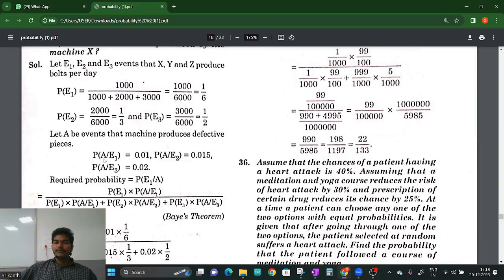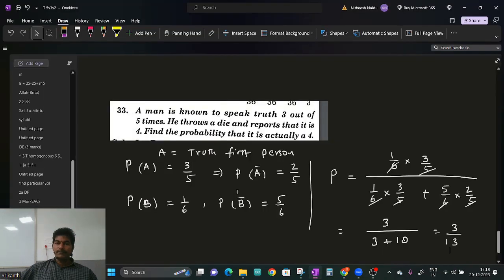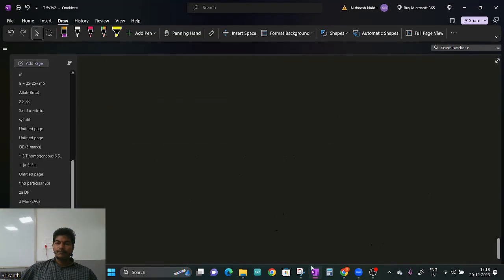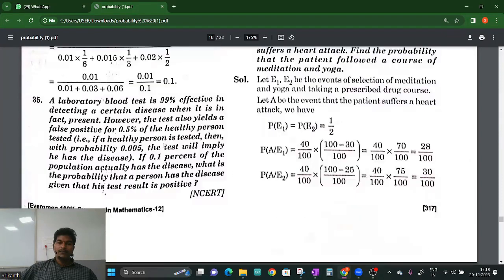So what is the chance for a defective bolt? 0.01, 0.015, 0.02. Now we require a defective bolt produced by X. So that is P of E1 into P of A by E1. Okay, can I write separately? Understood this question? Next.